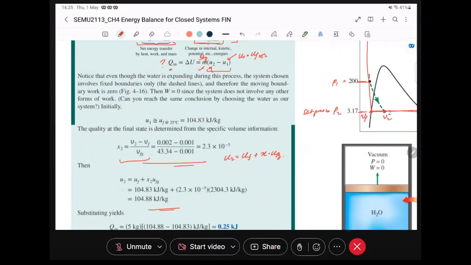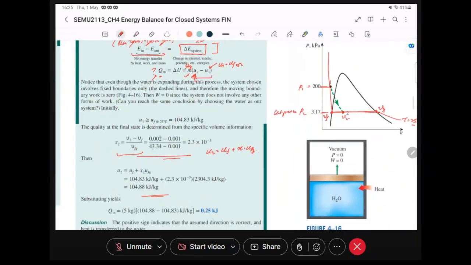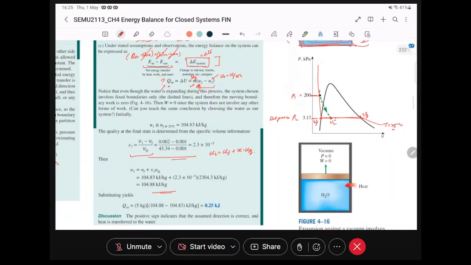Okay, so once you have U2, plug it in, then you will be able to find out how much is the Q. That is the energy, the heat, sorry, that we have to transfer into the system to maintain it at this temperature so that the second state actually is here and not somewhere else. So in the end of the day, you should be able to find out how much is the Q, the heat transfer into the system.